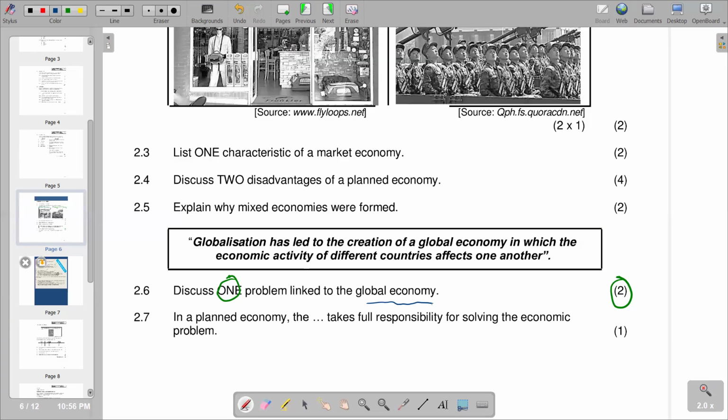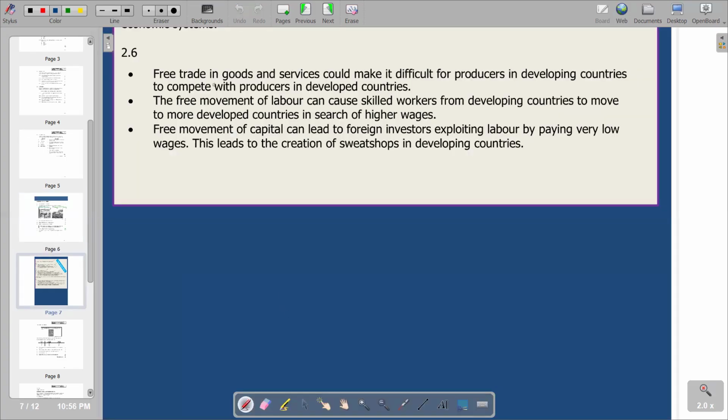So we have those points listed in our other section whereby say free trade, which is also part of the global economy, free trade in goods and services could make it difficult for producers in developing countries to compete with producers in developed countries. So this is the first point that we have. Second point, the free movement of labor can cause skilled workers from developing countries to move to more developed countries in search for higher wages, which is the second problem. Third problem, free movement of capital can lead to foreign investors exploiting labor by paying very low wages. This leads to the creation of sweatshops in developing countries. So that becomes the third problem that we can deduce in terms of globalization, and that is the global economy that we are trying to describe.